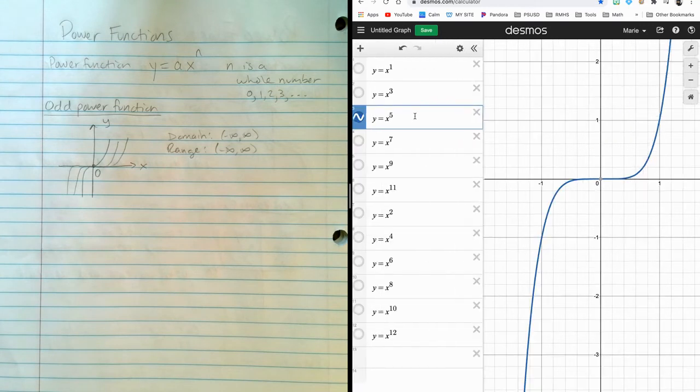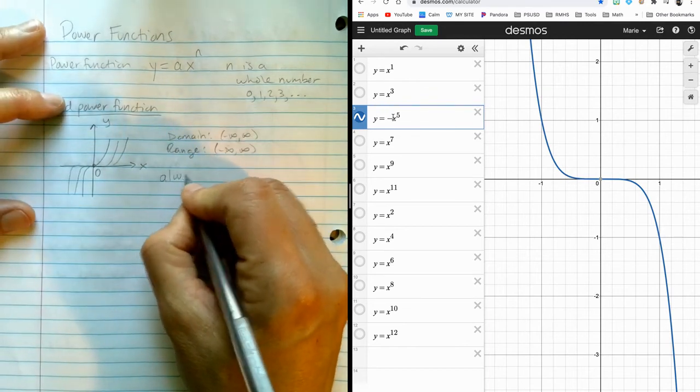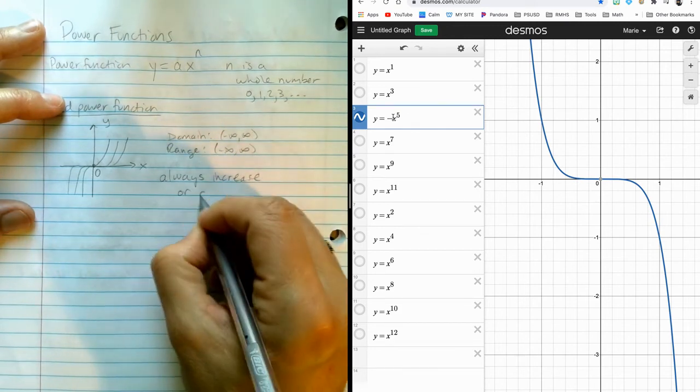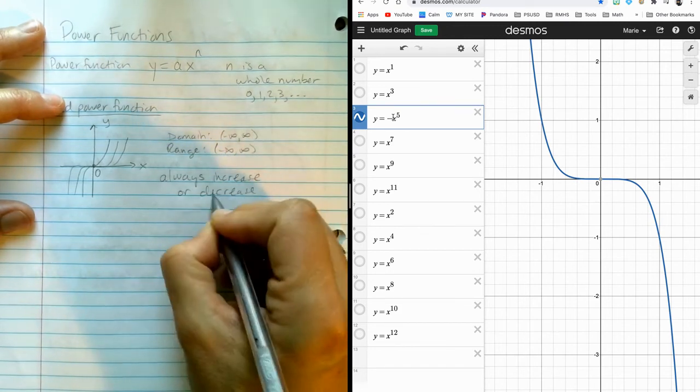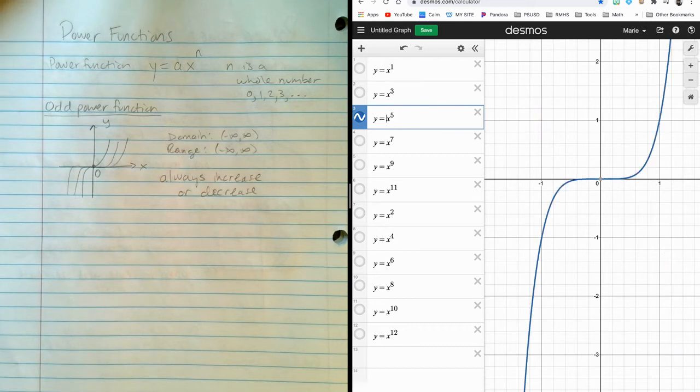Now, this is true even if it was reflected. So if I put a negative in front, it's going to reflect. Now watch its behavior. Now it's always decreasing. What this means for these type of power functions, these odd power functions, is they will always increase or decrease. They cannot do both. It's either increasing or decreasing. Okay? So this is odds.